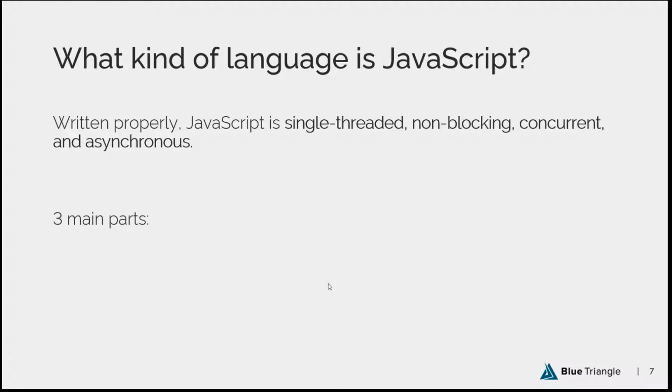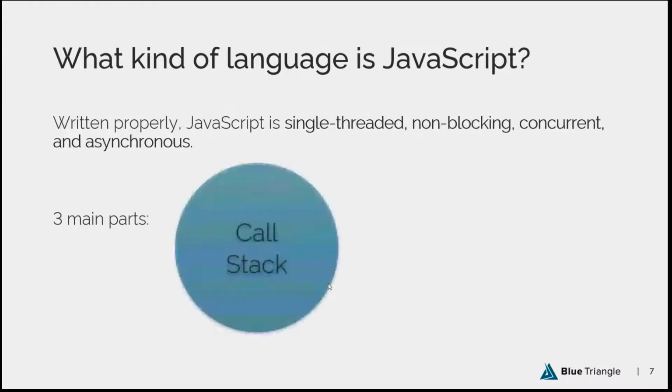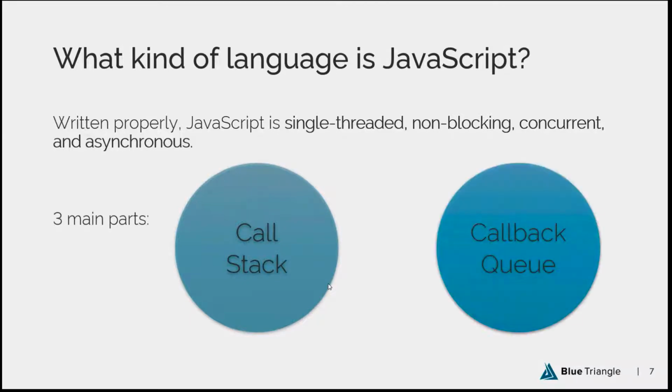So there are three main parts to JavaScript and how it works. The first one is the call stack. And this is the most important part of JavaScript execution. This is where JavaScript executes, basically. The call stack contains all the functions that get read, and they get executed one by one out of the call stack. There's also a callback queue, and the callback queue is where asynchronous code goes to wait until it can be called back into the call stack to execute.